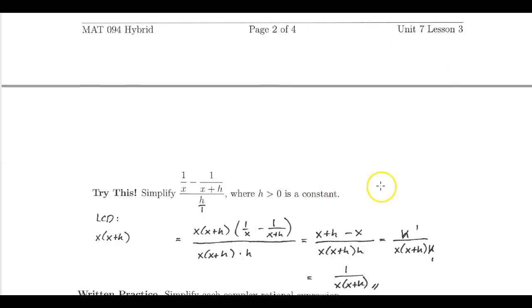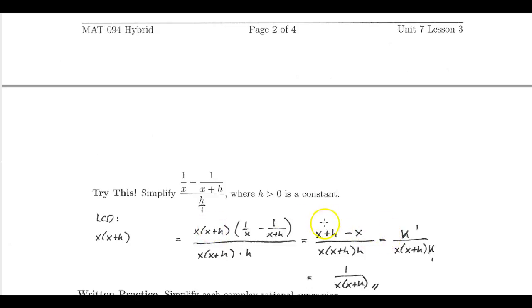Okay, welcome back. So I did what I told you to do. I found that x times x plus h is the least common denominator. I multiplied that to both the numerator and denominator of the complex fraction. And what happens when I multiply the x times x plus h by 1 over x, the x's cancel, and I get x plus h. And when I multiply x times x plus h by negative 1 over x plus h, the x plus h's cancel, and I get minus x.